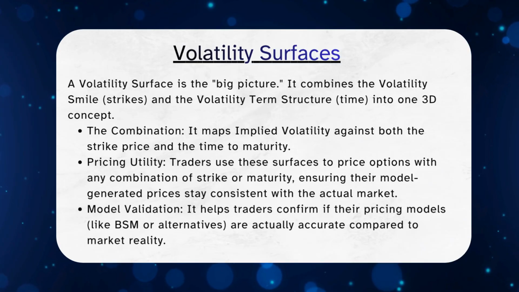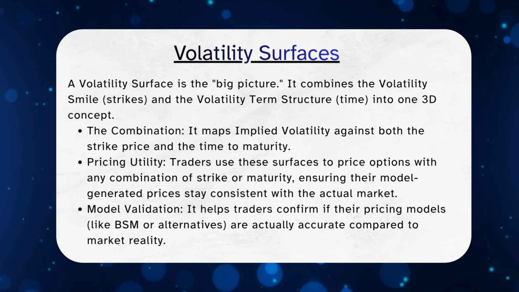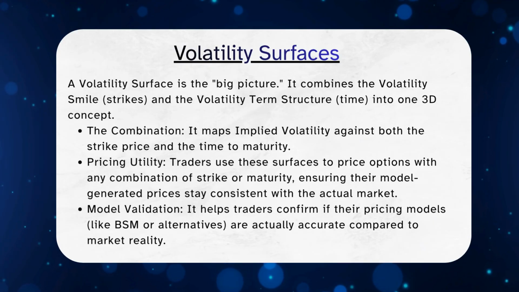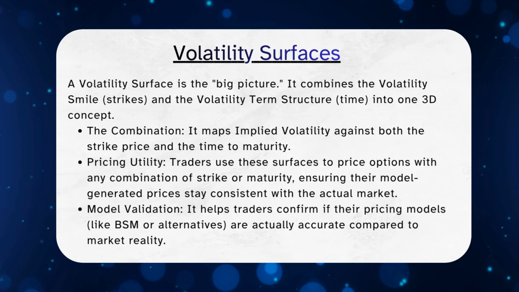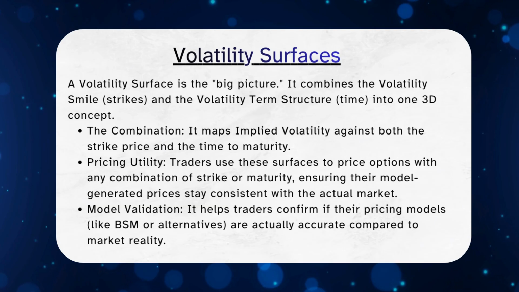This is a 3D map that allows traders to price options with any combination of strike price and maturity. A trader's primary objective is to maintain a pricing mechanism consistent with the market. By using the volatility surface, they can confirm or disprove a model's accuracy and ensure their prices stay consistent, even if they switch from the BSM model to an alternative one.